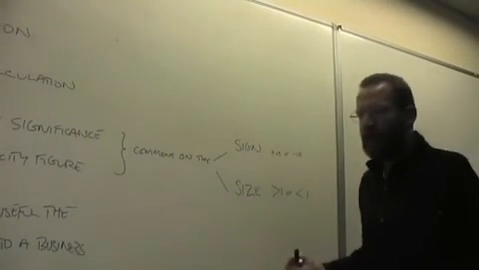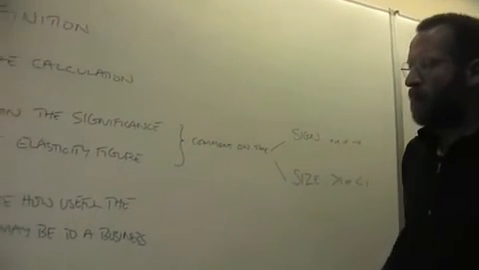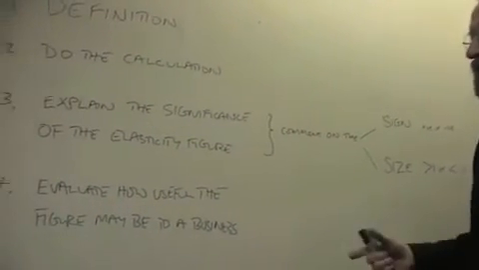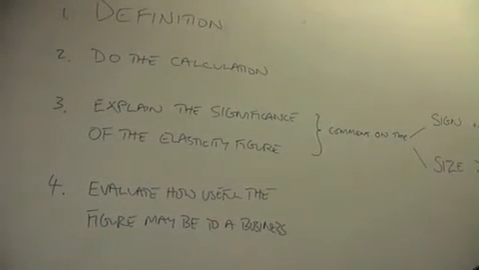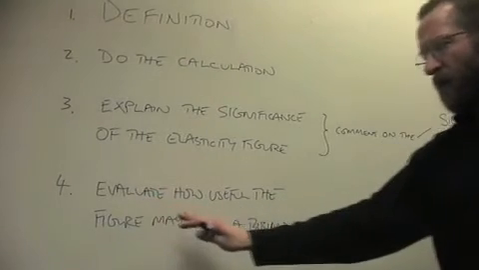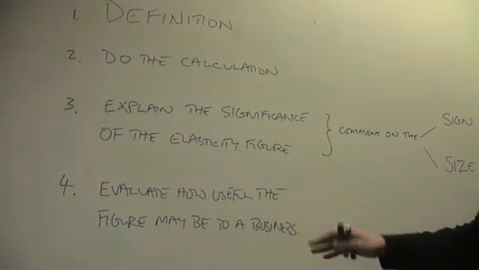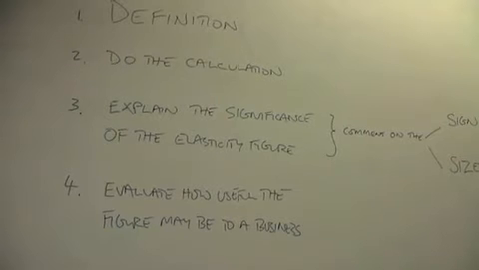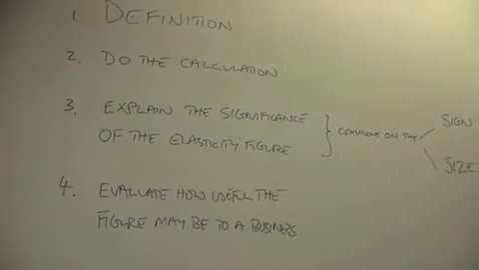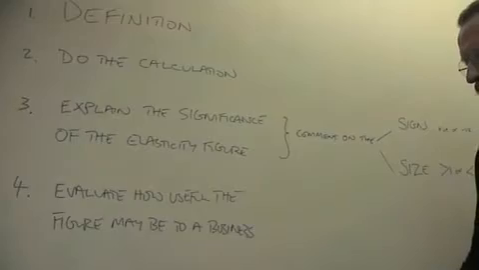And finally, once you know what the number is and the significance, you need to say how useful it would be for a business. So you need to evaluate normally. You need to come up with ideas as to why it would be useful for a business. And then you need to know something about the limitations of using these figures for a business.